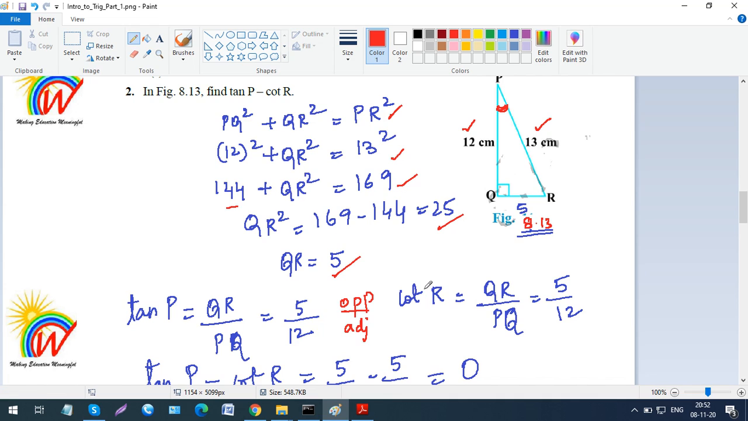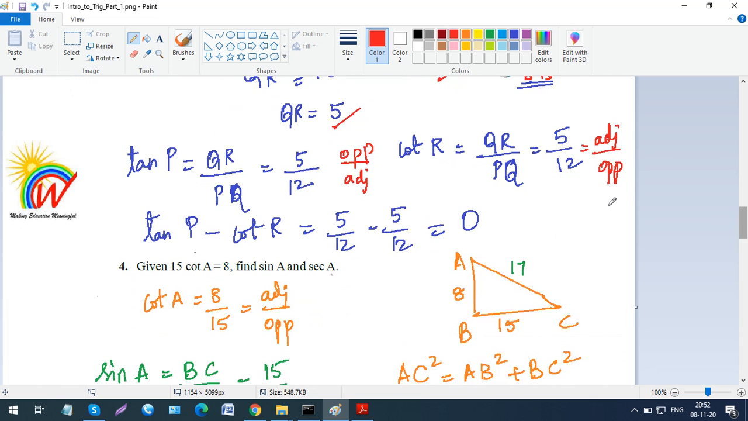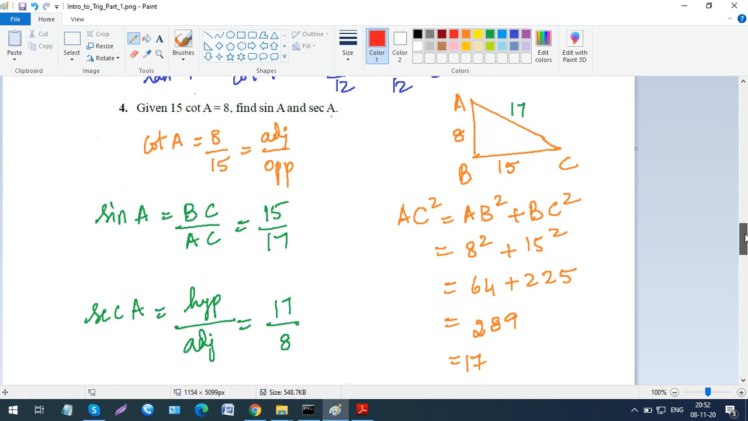For cot R, cot is actually adjacent over opposite, right? So what is adjacent for R? QR is the adjacent, right? And PQ is the opposite. So 5 over 12. They are asking you to subtract both of them. So tan P minus cot R is 5 by 12 minus 5 by 12, which is 0. Okay. Now let's look at the fourth question.